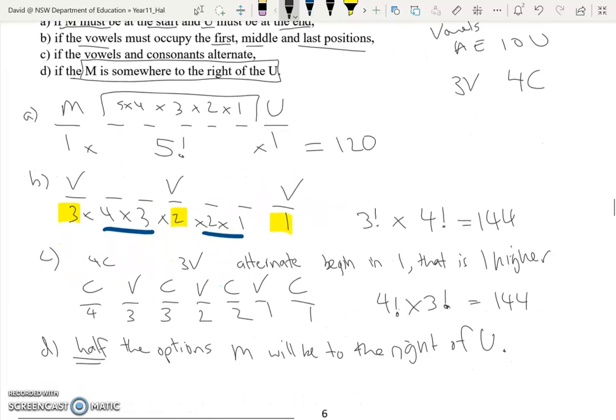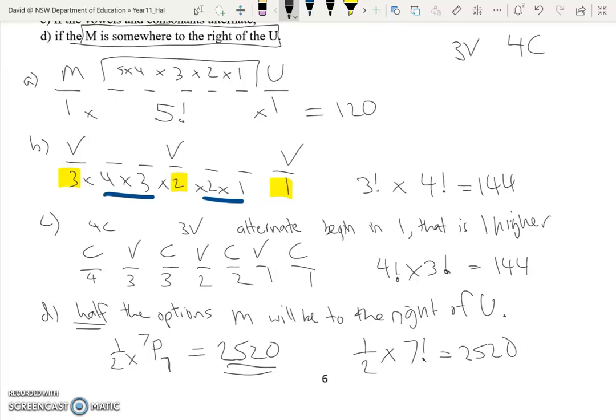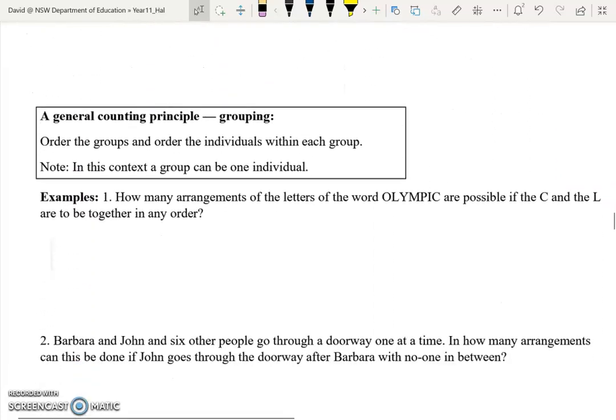So we've got 7 letters. The total number of arrangements of those 7 letters in 7 positions would be 7p7. I'm picking 7, and I'm doing half of that, which is going to be 2520. Or another way of thinking about it is 7 objects, 7 positions. How many arrangements is 7 factorial? I prefer to use the factorial notation.